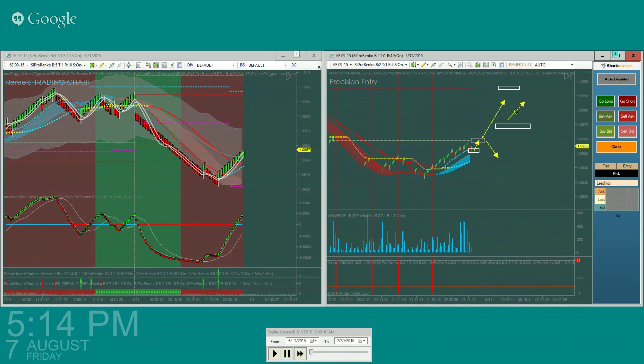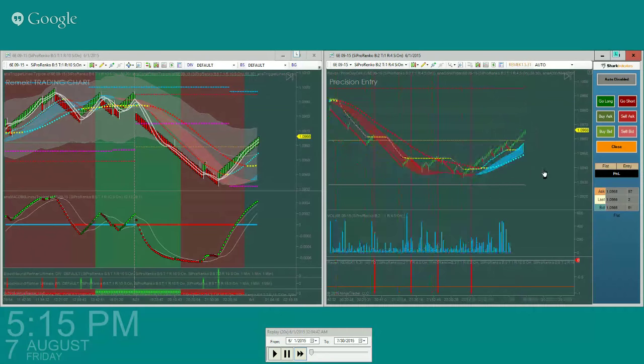Now, let me just start this. I don't know, maybe speed 20 or 30. I think we're entering on the limit order, so I don't want to put it too fast, because then we may miss getting filled.